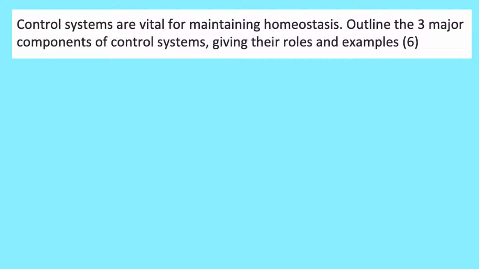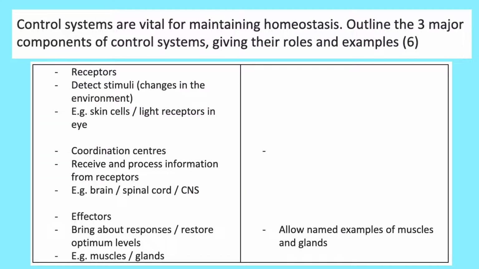And finally, a sixth marker. Control systems are vital for maintaining homeostasis. Outline the three major components of control systems, giving their roles and examples. Okay, so 6 mark question.